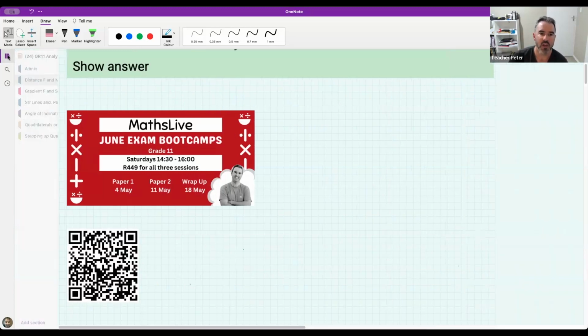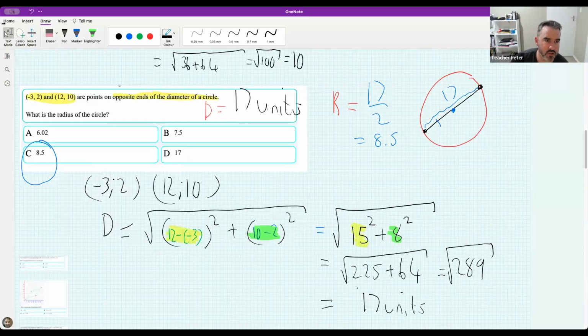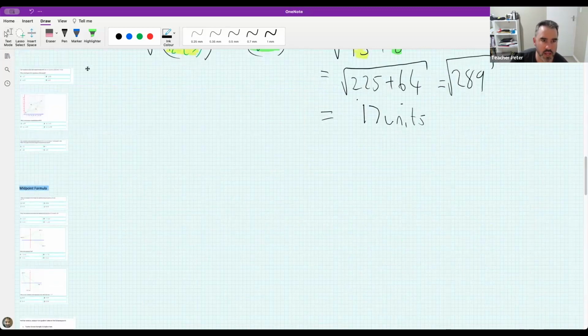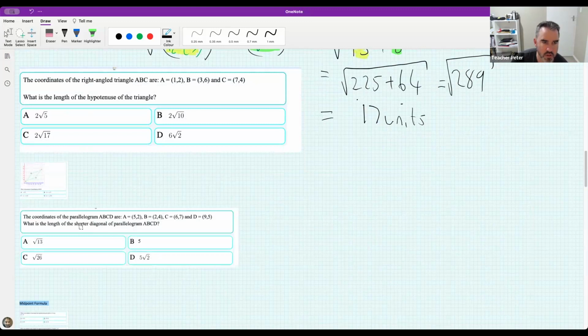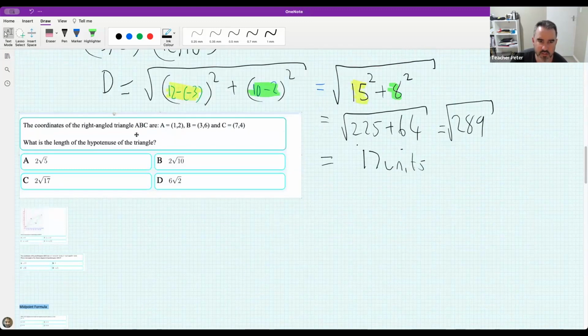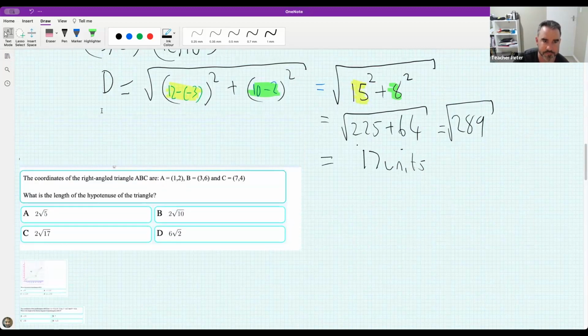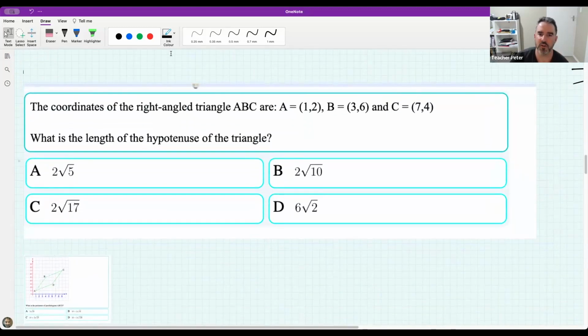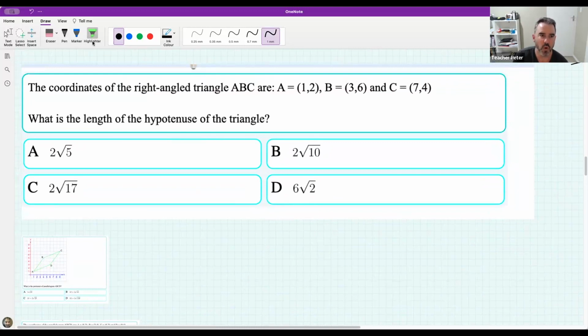Okay. All right, let's go back to the questions we were doing. So let's do one more. Let's not do that one. Okay, let's do this one. It says here, there are 3 different points. The coordinates of a right-angled triangle are A is 1, 2, B is 3, 6, C is 7, 4. It says, what is the length of the hypotenuse of the triangle?